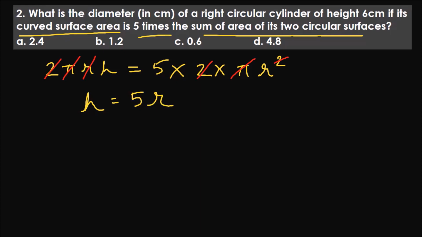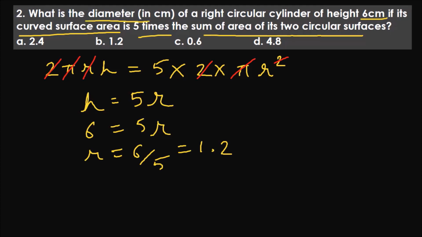Now let's get back. h is equal to 5r. Now they have given you that the height is 6 centimeters. So obviously 6 equals 5r. So r equals 6 by 5. That is equal to 1.2. That is there in the options, but that is not the correct answer. Why? They have asked for the diameter. This is the radius. So obviously the diameter is equal to twice into 1.2, that is equal to 2.4.